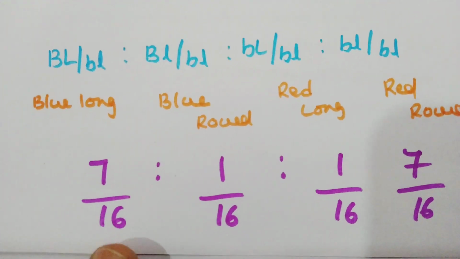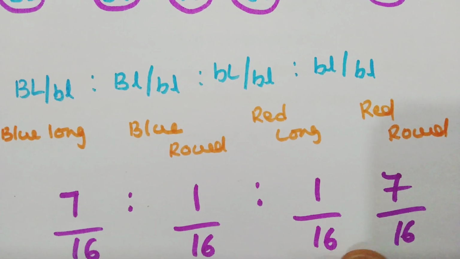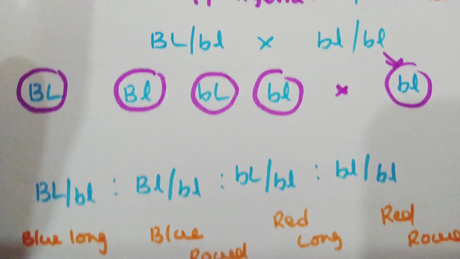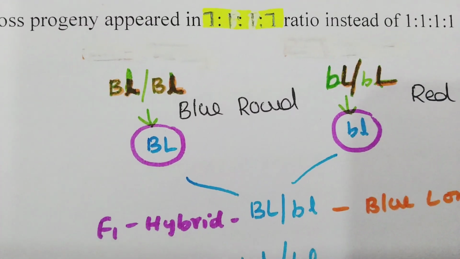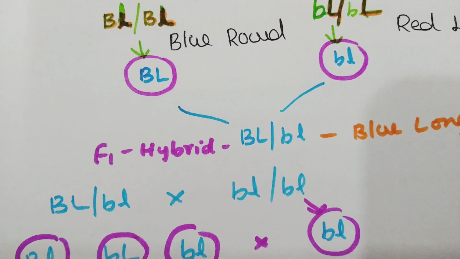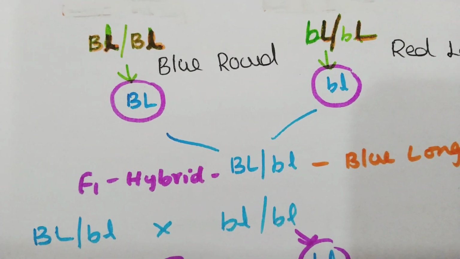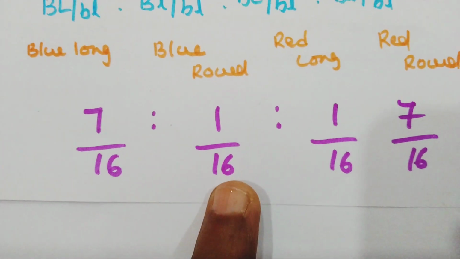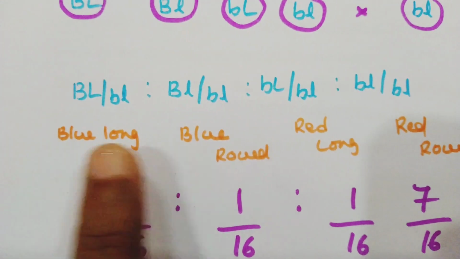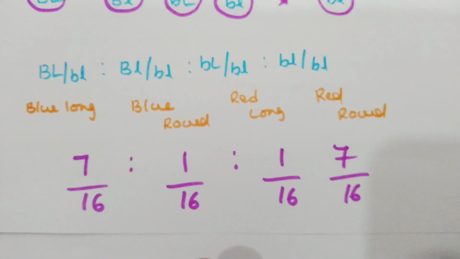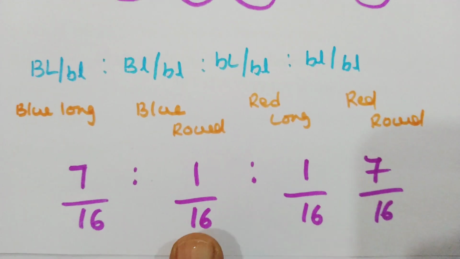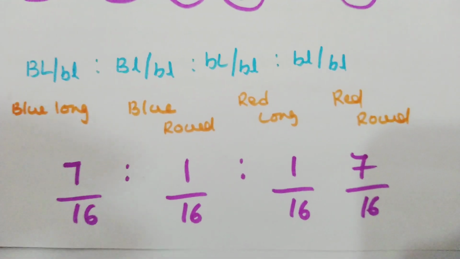Here also we got 7:1:1:7, but the situation is different. The parents are different. In the coupling phase we got more parental combinations, but here we are not getting more parental combinations. Actually these two are the parents here, these are the recombinants, and here we get recombinants in more number, but parents in less number. Why?